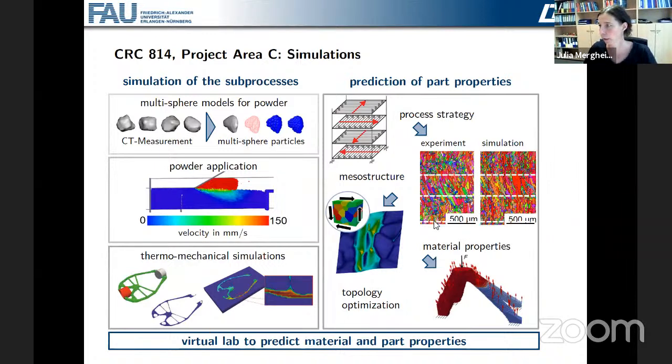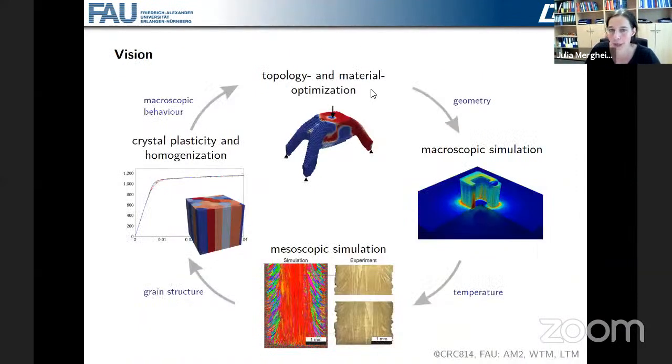And since that is one of the topics of my presentation today, I would like to look at that in more detail. So actually the vision is that we have, by means of simulations, such a closed simulation framework where we can produce optimized parts. So we have a topology and material optimization tool, which is done at one of the mathematics institutes at our university. By means of that, we can come up with the optimized geometry of the part, which is used as an input for the macroscopic simulation.